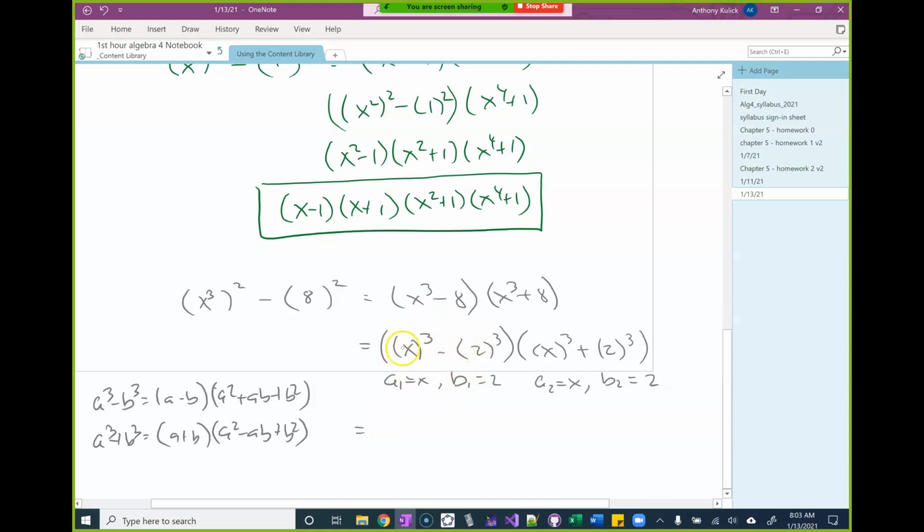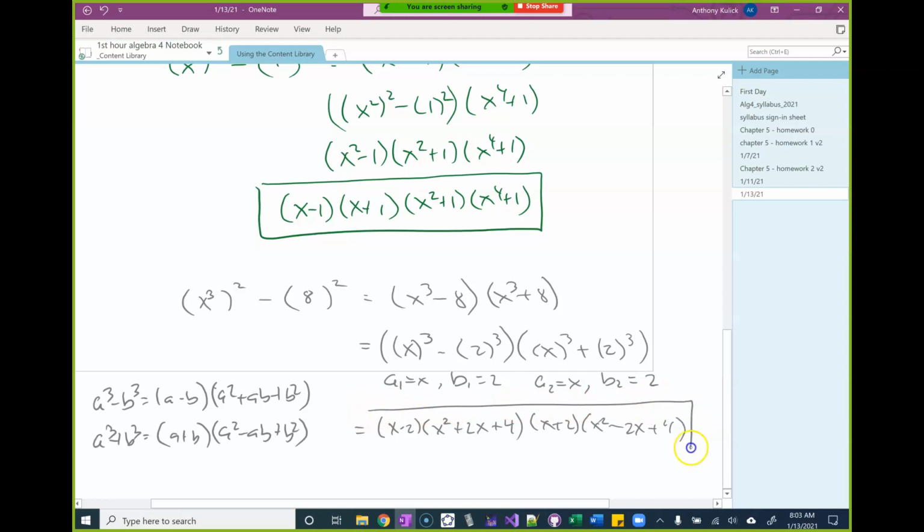Okay. So for the difference of 2 cubes, I have a minus b, so x minus 2. And then a squared, which is x squared, plus a times b, that's just going to be 2x, plus b squared, which is 4. And then the second part, I'm using the sum formula. So I have a plus b, that's x plus 2. And then a squared, which is x squared, minus a times b, which is just 2x, plus b squared, which is 4.